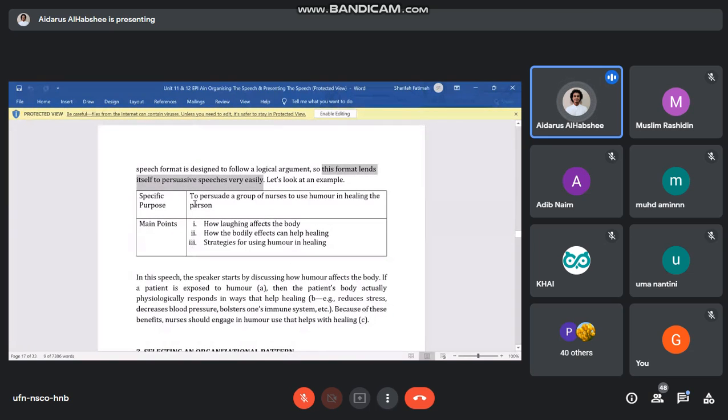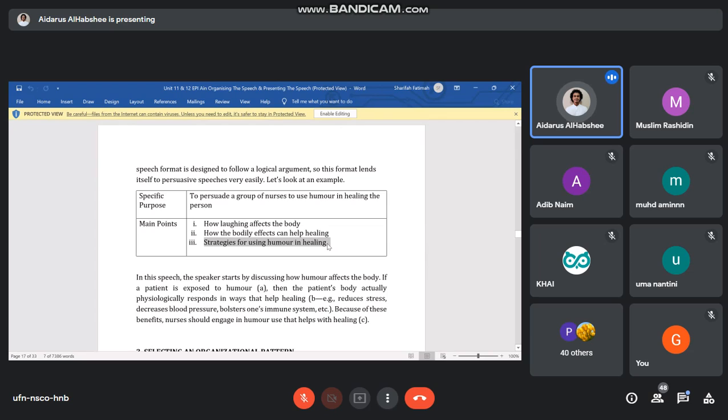So this is what we call a psychologically logical pattern. An example is to persuade a group of nurses to use humor in healing the person. You are presenting the main points from A to B to C. A is how laughing affects the body. Is it affecting it negatively or positively? Then from A to B, how the bodily effects can help in healing. If it's a positive effect, how does it actually help in healing? And then we move to C, which is strategies for using humor in healing.